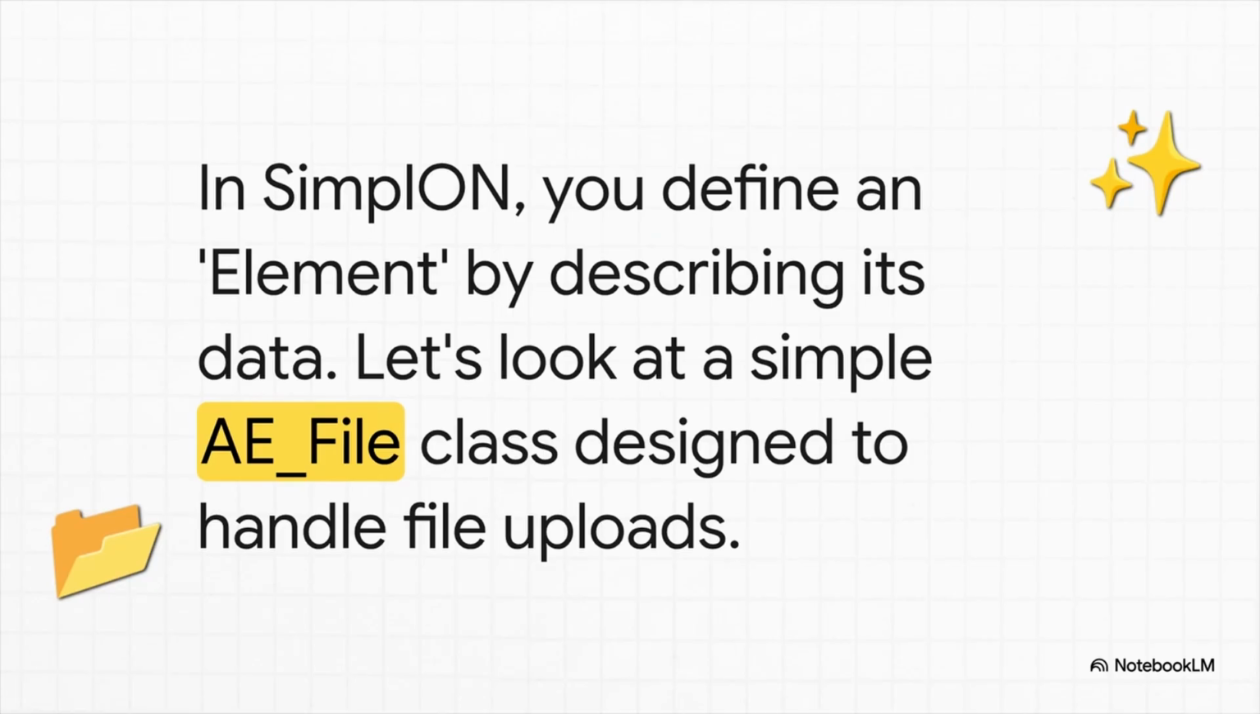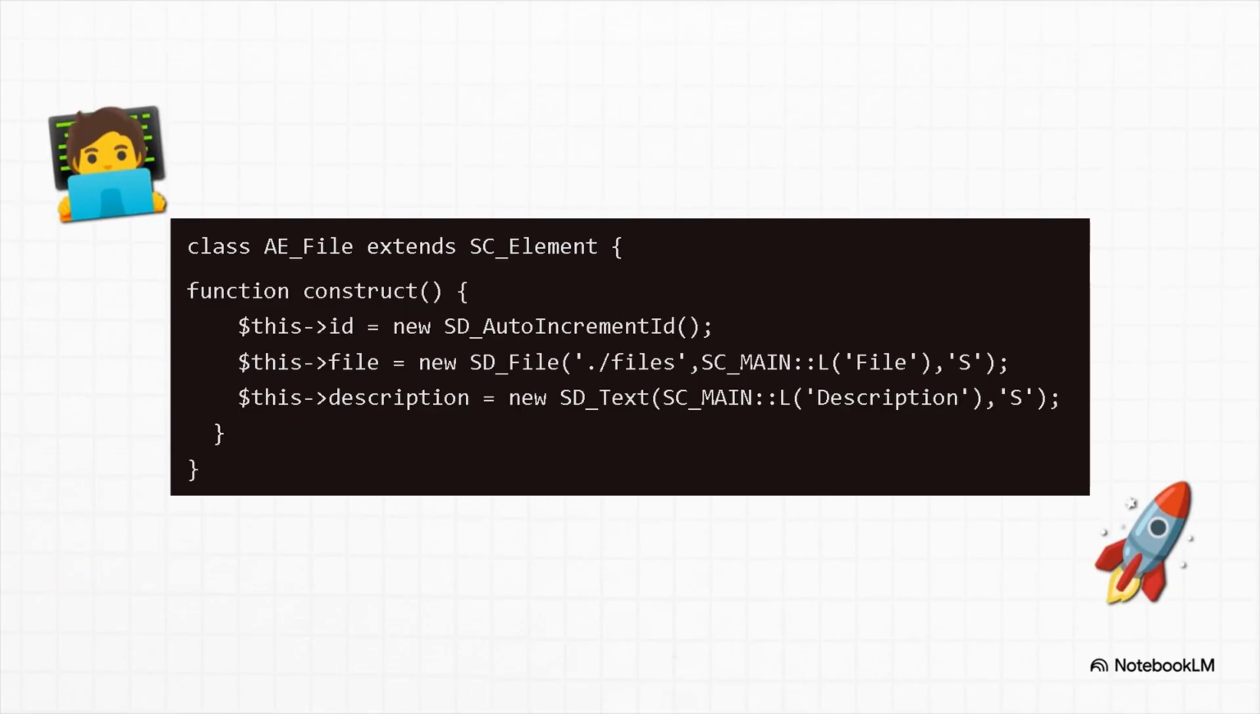Now pay close attention, because these next few lines of code are about to generate an entire user interface from scratch. I'm not kidding. This is it. This is the entire definition. We've got our class AE_file, and it extends the base SC element. And inside, we're just defining 3 simple properties: an auto-incrementing ID, a file field, and a text field for a description.